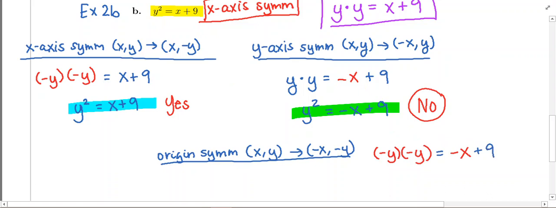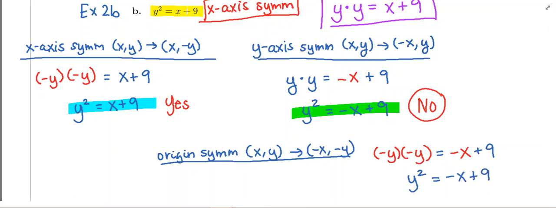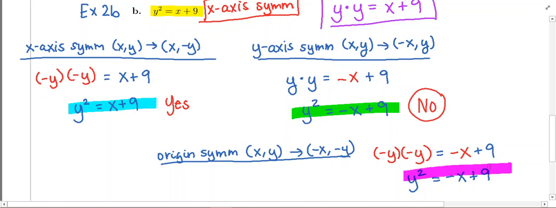Now simplify. On the left, negative y times negative y is positive y squared. On the right, you can't really do anything. It's just going to remain negative x plus 9. That's as far as you can simplify. Compare this purple simplified equation to the original yellow equation. They are not the same. Again, you see the yellow equation with a positive x and you see the purple one with a negative x. So that tells us, since we did not get the original equation back, no, the graph of this equation does not have origin symmetry.